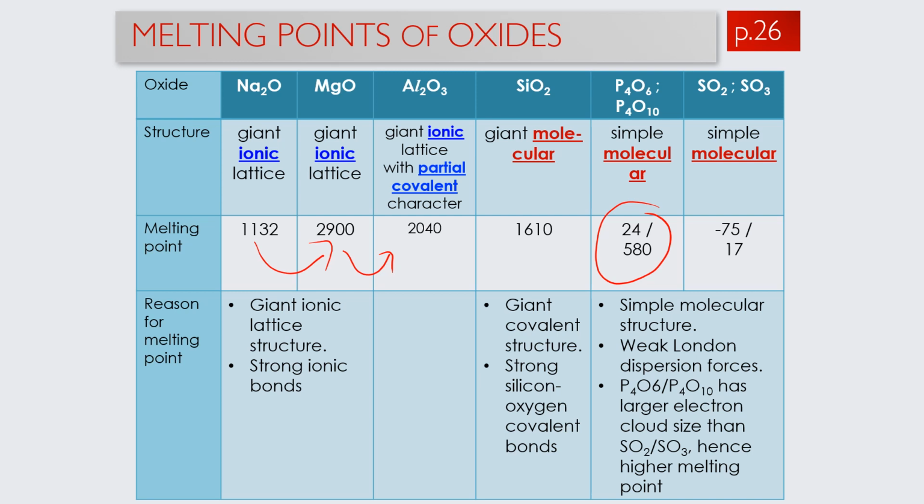the electron cloud increases, the strength of the intermolecular force, which is the van der Waals forces, also increases. And hence, P4O10 has a higher melting point compared to P4O6. And the same is observed for SO2 and SO3. SO3, which has a larger electron cloud, will have stronger van der Waals forces, and therefore more energy is needed to melt the SO3 molecules.